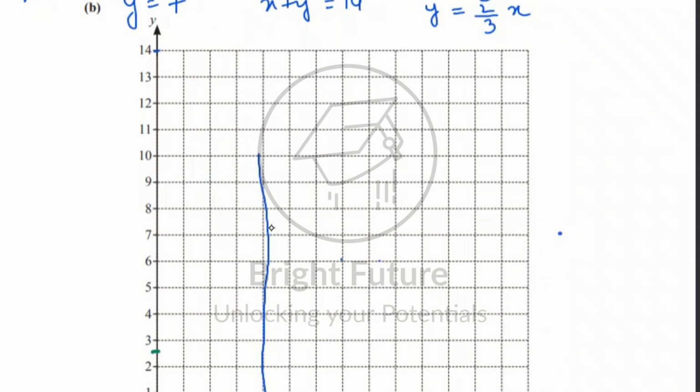Please use a scale so that you don't mess up the way I am doing it. Then the other one is y equals to 7. This is less than or equal to, so this is going to be again a straight solid line.